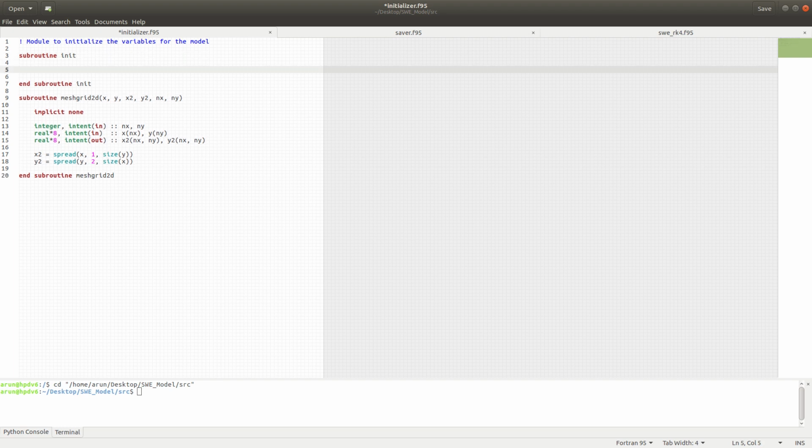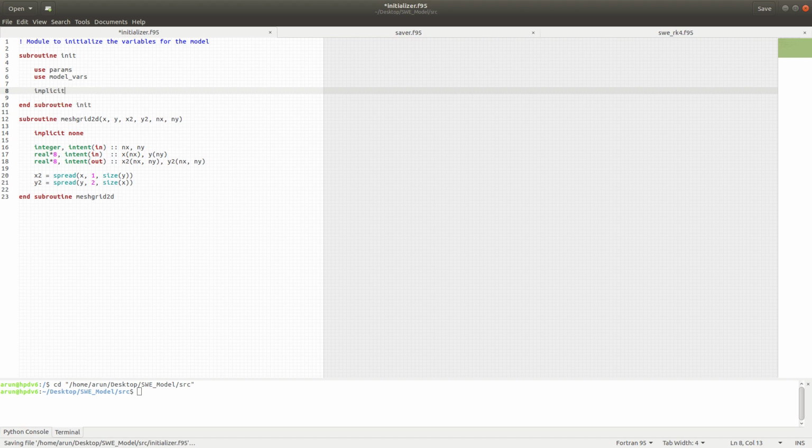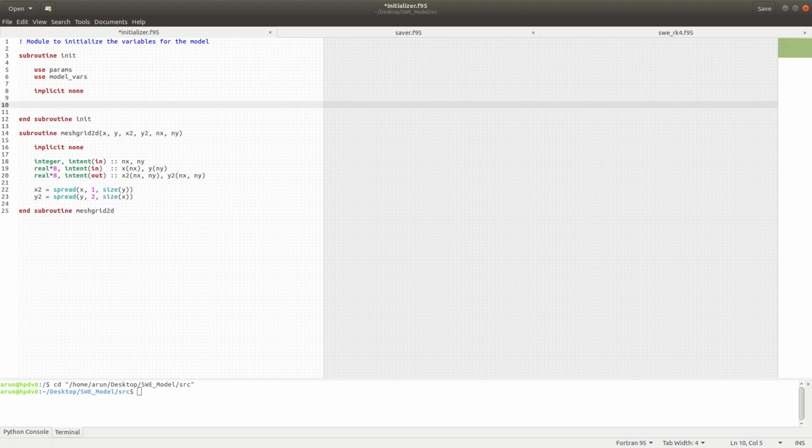Let's go into the major stuff. So let's start with it. We need the params modules here, and we also need the model variables over here, model underscore vars. I'm going to write implicit none, and then let's start with the iterating variables.